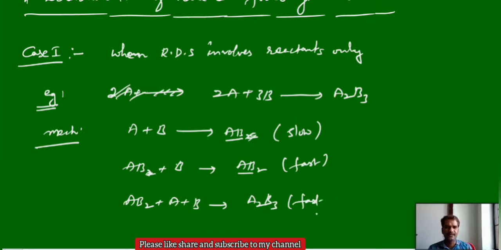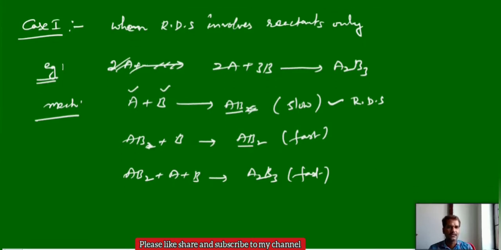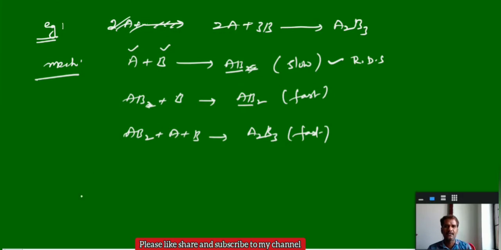According to our previous discussion, for a complex reaction the slowest step is called the rate determining step. In this rate determining step, A and B, these two reactants, are involved. So only reactants are involved in this rate determining step. Now we can write the overall rate law of the complex reaction as the RDS reaction only, the rate determining reaction.